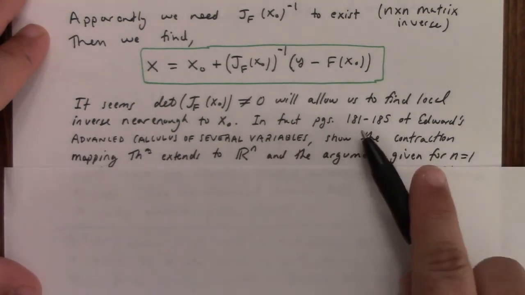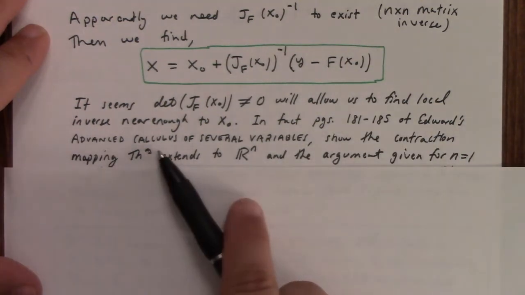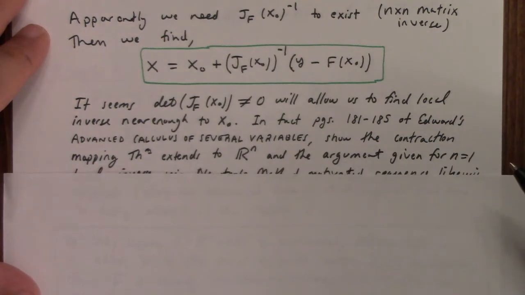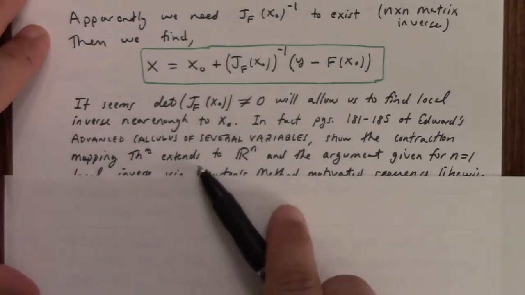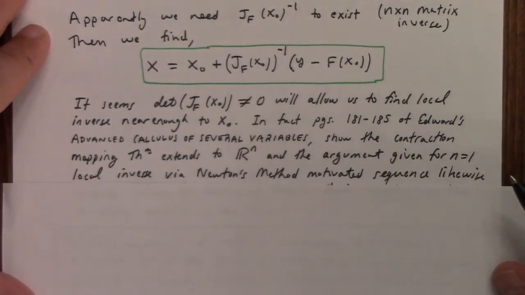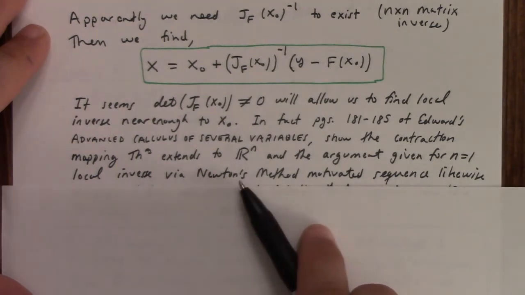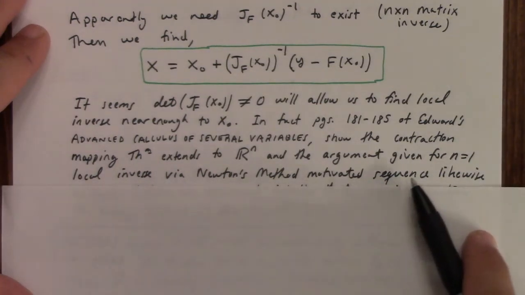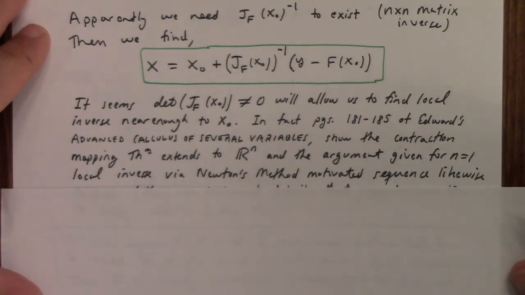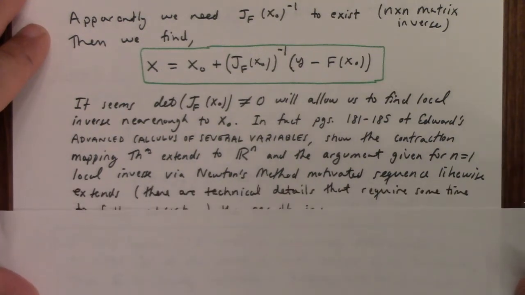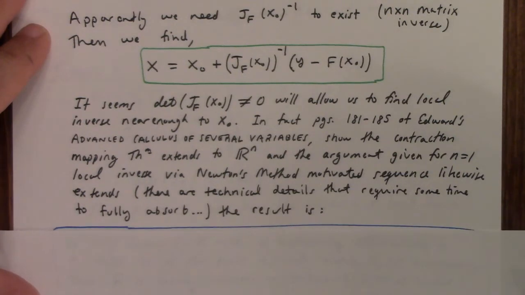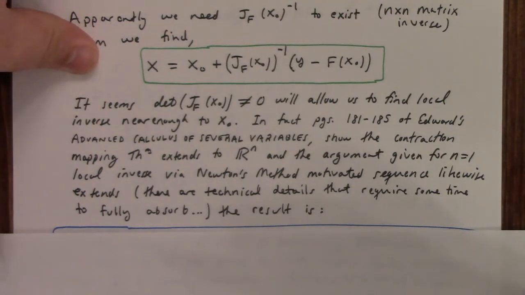On pages 181 to 185, Edwards' Advanced Calculus of Several Variables shows that the contraction mapping theorem extends to functions on Rm, and that the argument we gave for n equals 1, the local inverse via Newton's method motivated sequence, recursive sequence, likewise extends. But there are some technical details that are pretty involved. It would take me a couple hours to really go through the details there. But anyway, the result of that is the inverse mapping theorem.